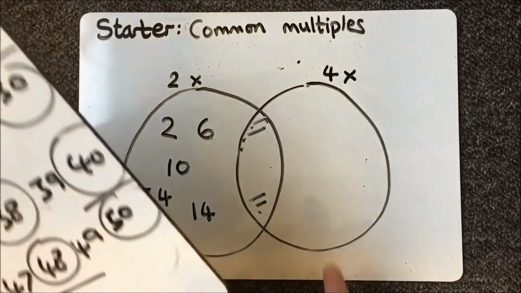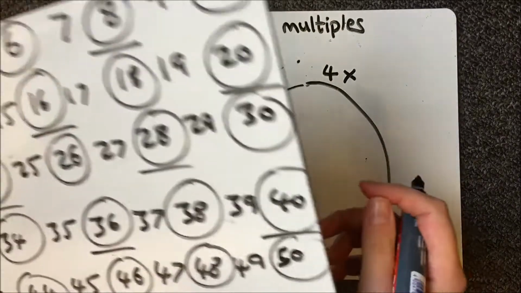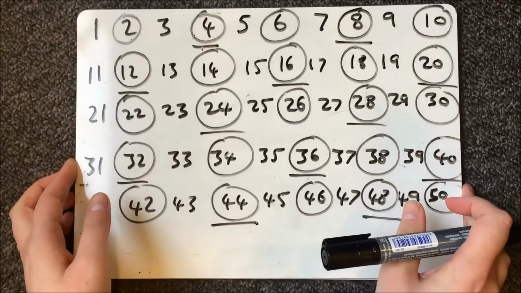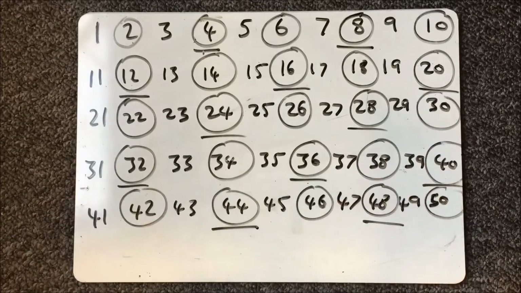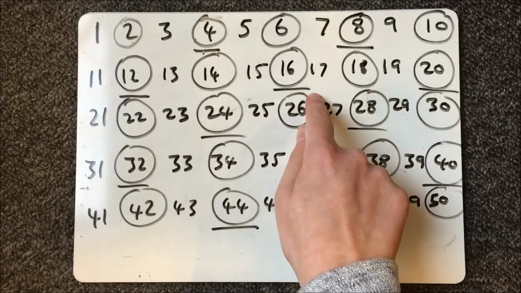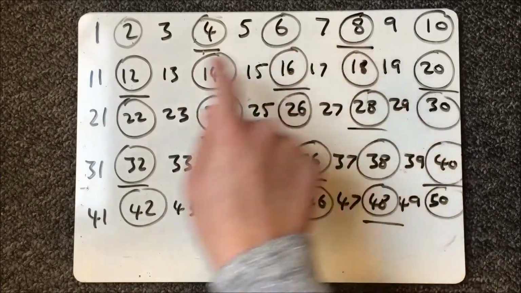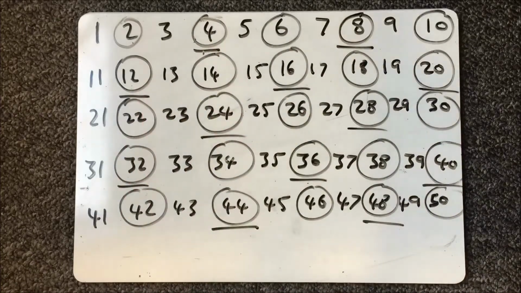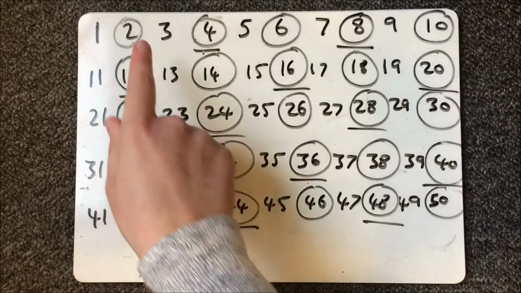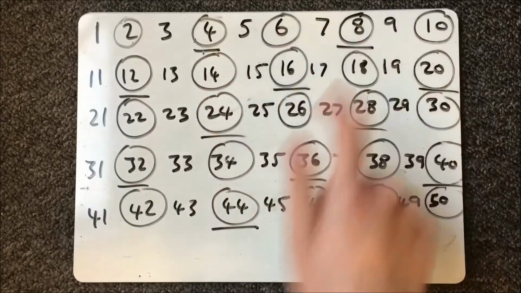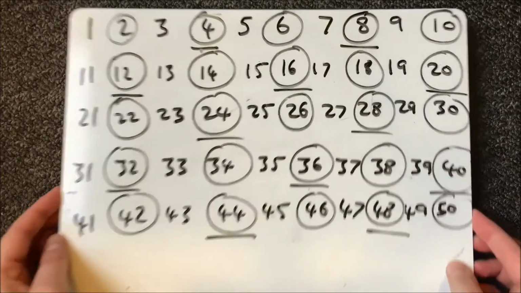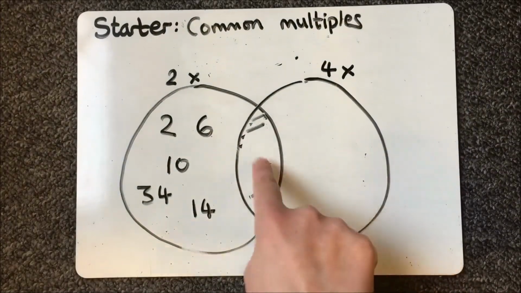Okay, are there any I could just put in the 4s? Remember, the 4 times table, or the multiples of 4, are the ones underlined. Are there any numbers which only have a line underneath? No, all the ones that have a line underneath also have a circle around, which means every number in the 4 times table is also in the 2s. But not every number in the 2 times table is in the 4s. So I can't put anything in there. But I can put lots in here.